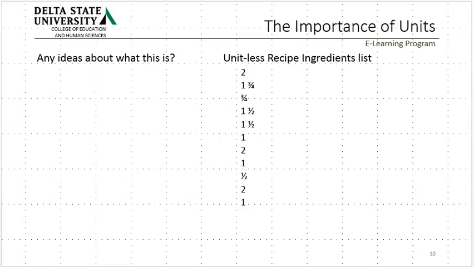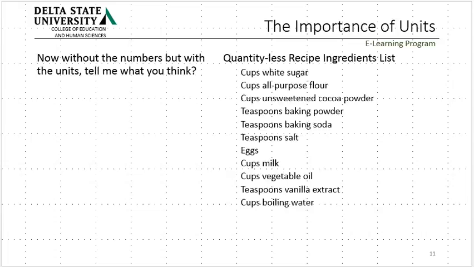How far is it to the next town over? 5. 5 what? 5 miles, 5 kilometers, 5 feet. So just the number doesn't really tell us what you think it does. It's not enough information. So let's look at it without the numbers and just the units.